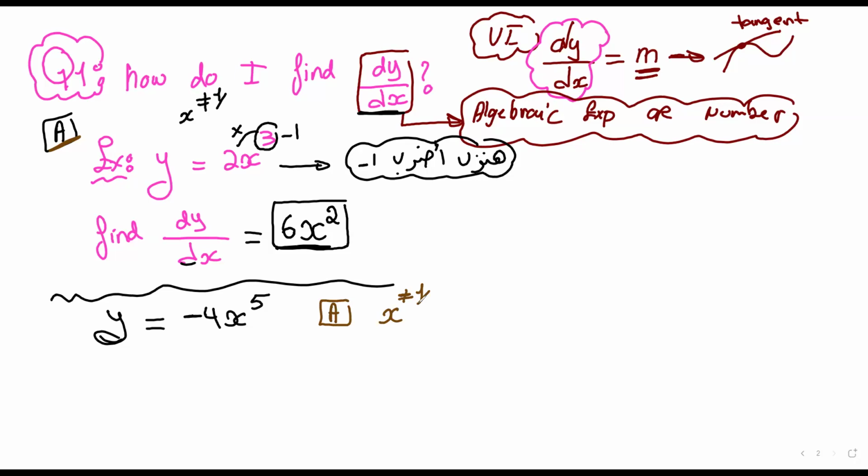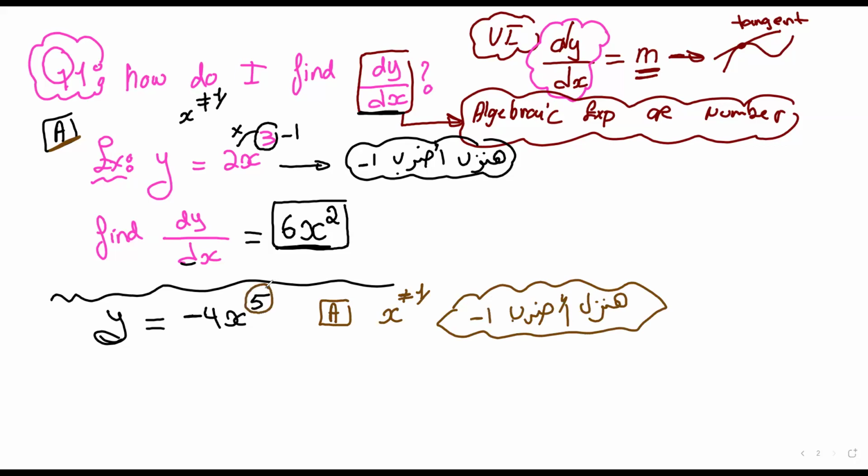If the power of x is not 1, how do I find dy by dx? We said I bring the power down and multiply, then subtract 1. That means take the power and multiply by the coefficient. So 5 times negative 4 is negative 20. Then write the letter, and what do I do with this power? Subtract 5 minus 1, which is 4. So this is the differentiation. What will I do with it? In a little while we will see.